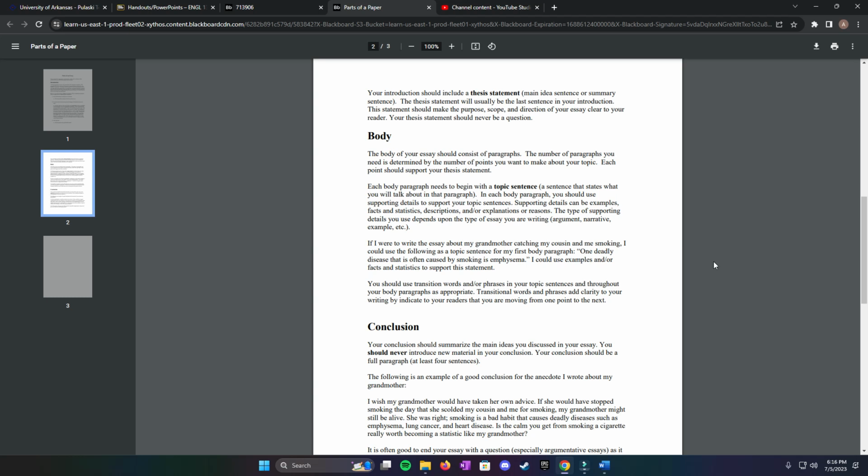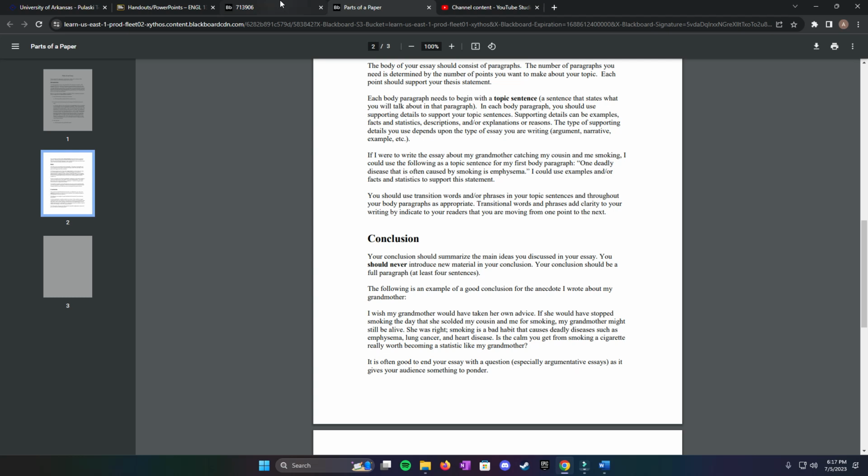For the descriptive essay, you're essentially telling me a story. So you're going to want to use really vivid descriptive language, which is why it's the descriptive essay, because you want to put your reader there in that moment, in that space of time with you. You should also use transition words or phrases in your topic sentence and throughout your body paragraphs as appropriate. They add clarity to your writing by indicating to your reader that you're moving from one point to the next.